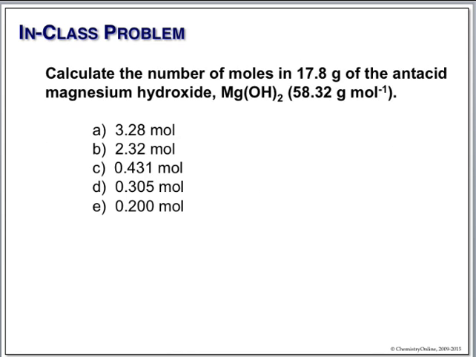All right, here we have 17.8 grams of magnesium hydroxide. The molar mass of that is 58.32 grams in every mole. How many moles is that?